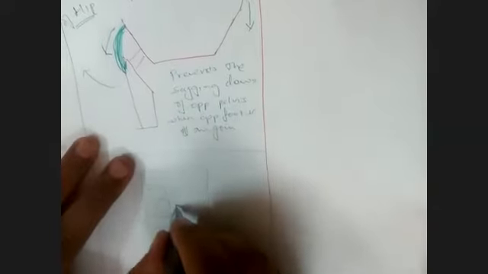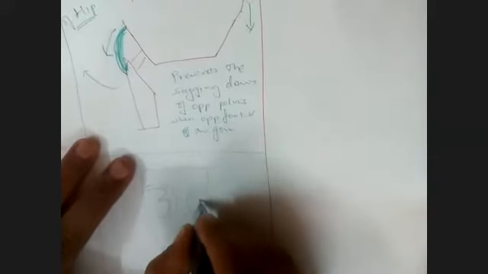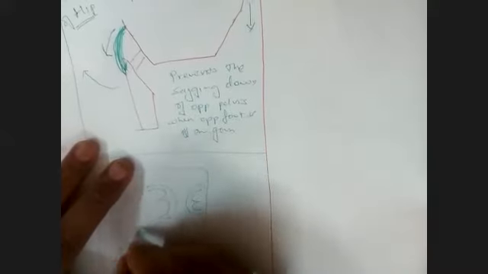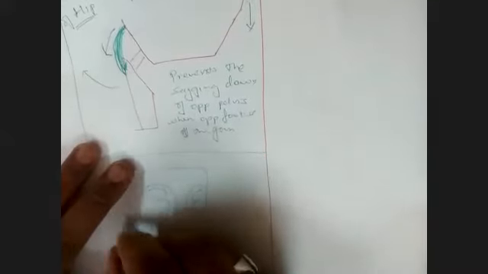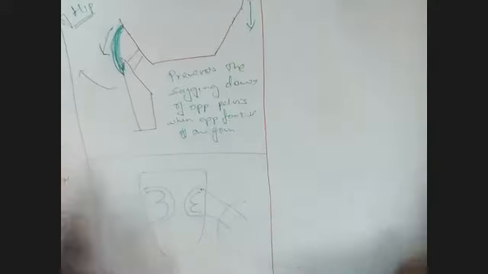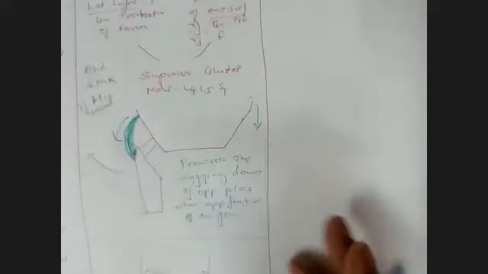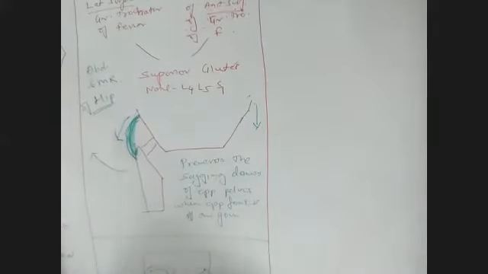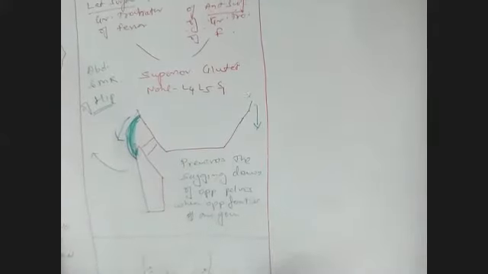For the origin of piriformis, we all study the sacrum, right? We all know that from the anterior surface of the sacrum, there is the E-shaped origin of piriformis. After taking origin, the muscle passes through the greater sciatic notch, on both sides, and gets inserted on the tip of the greater trochanter.